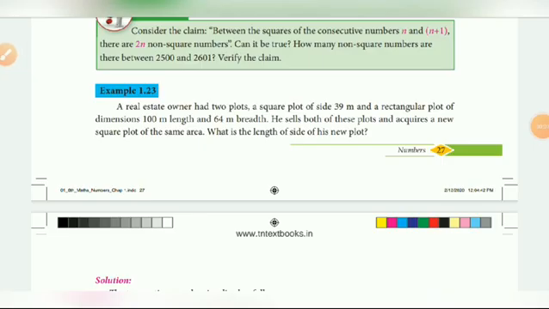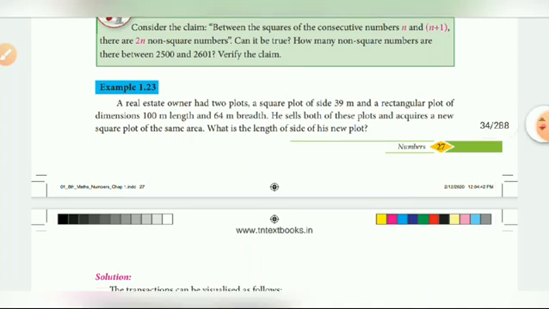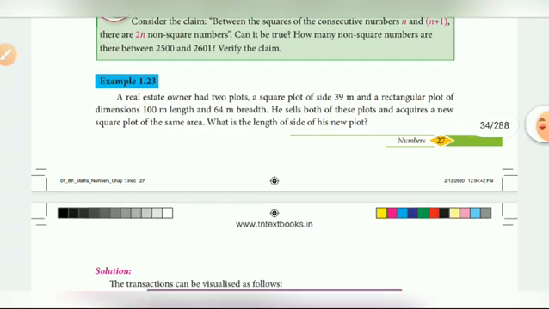Next, example 1.23. I read the question, just listen. A real estate owner had two plots, a square plot of side 39 meters and a rectangular plot of dimensions 100 meters length and 64 meters breadth. He sells both of these plots and acquires a new square plot of the same area. What is the length of a side of his new plot? First, just listen. A real estate owner has two plots. Plot means nothing but land.